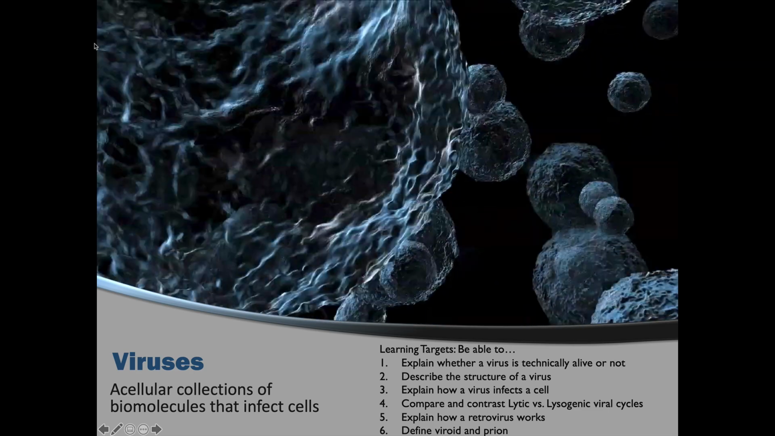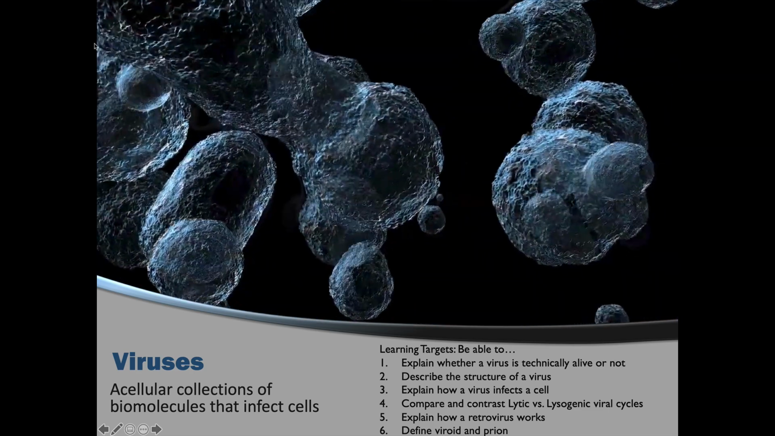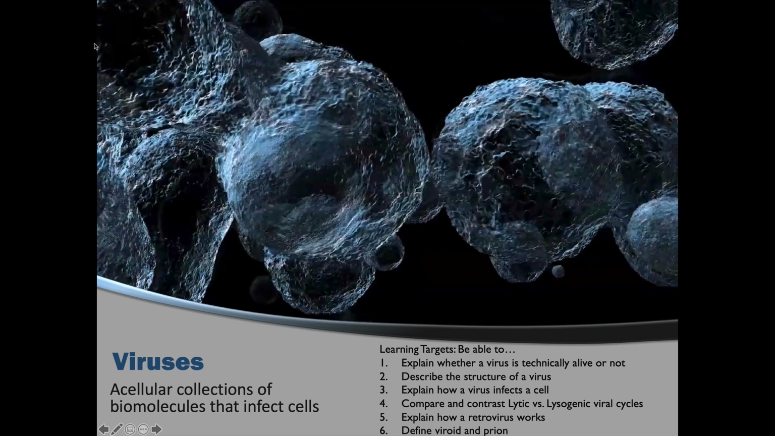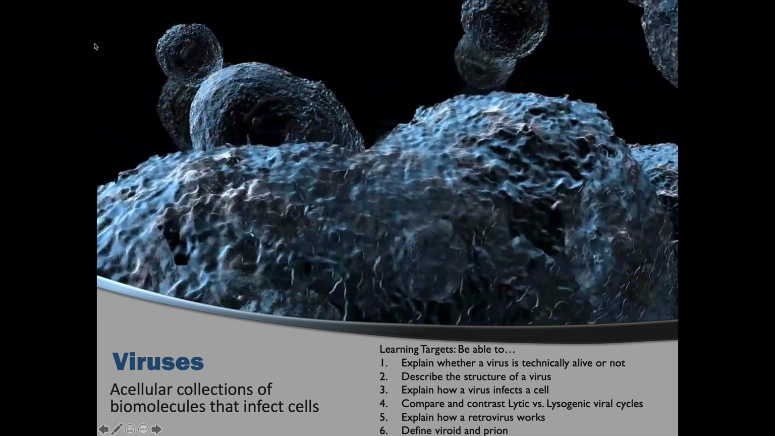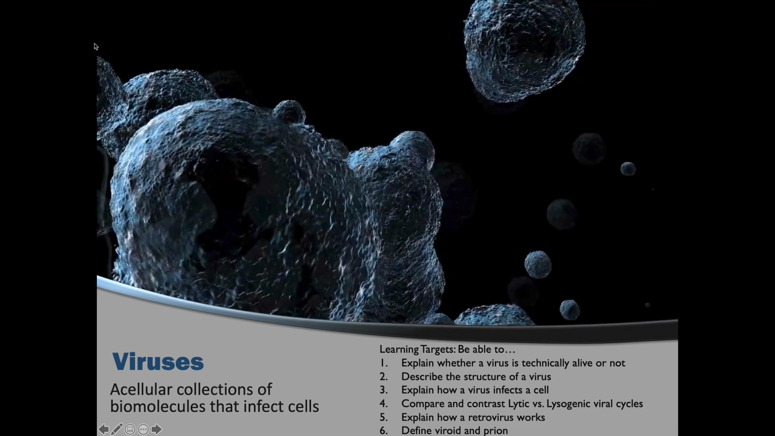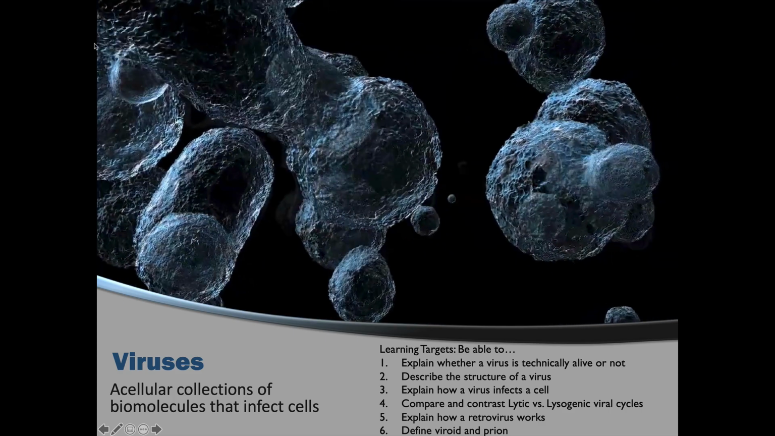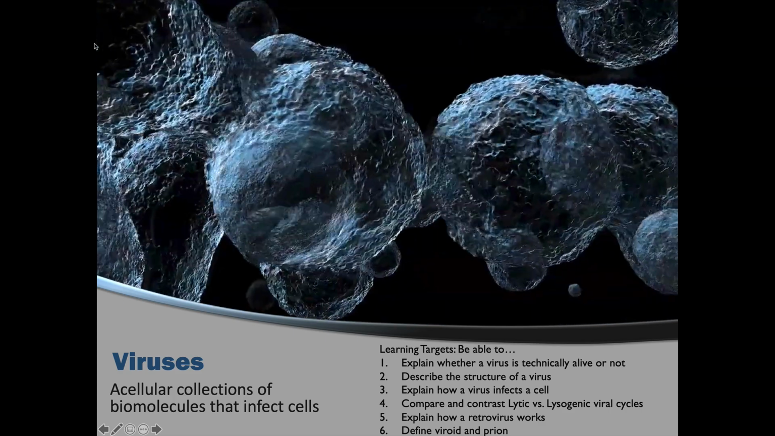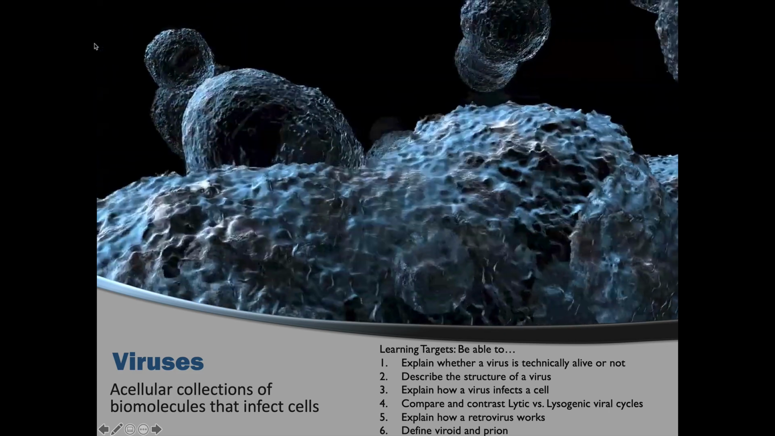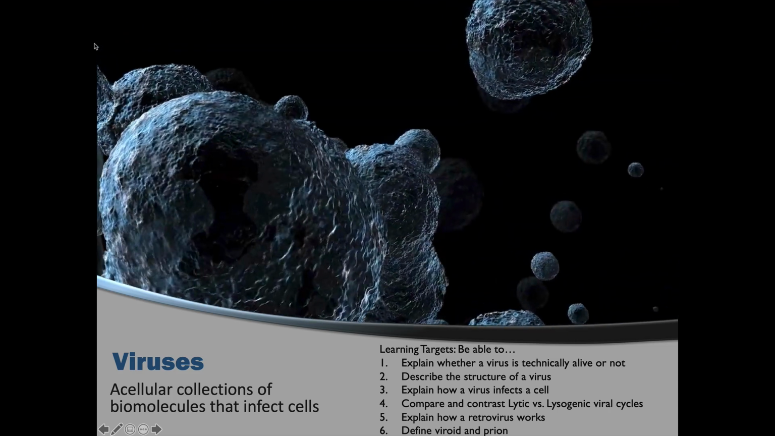Number 1, be able to explain whether a virus is technically alive or not. 2, can you describe the structure of a virus? 3, explain how a virus infects a cell. 4, compare and contrast lytic versus lysogenic viral cycles. 5, explain how retroviruses work. And 6, define viroid and prion.